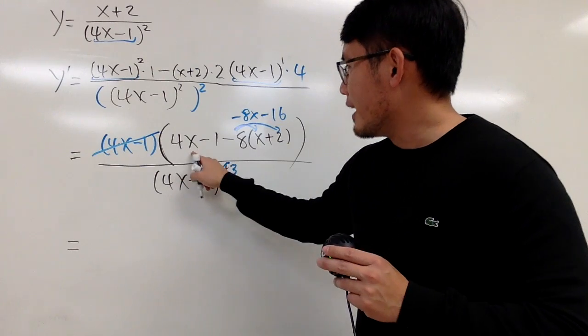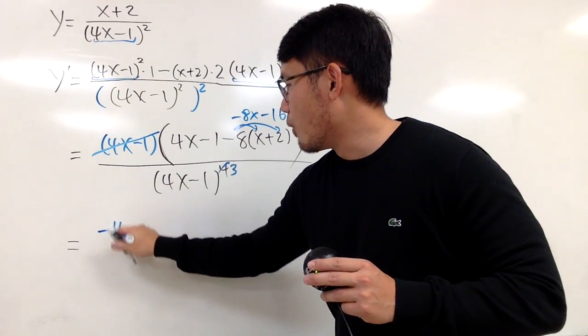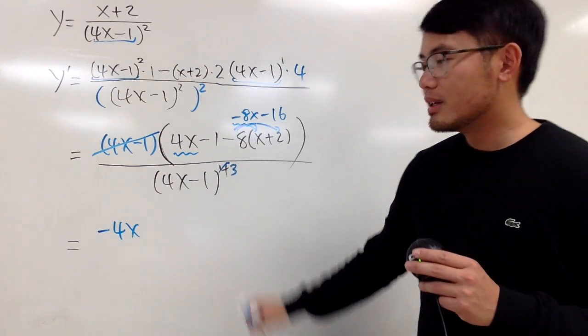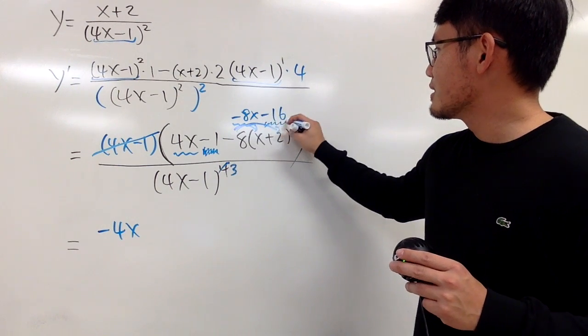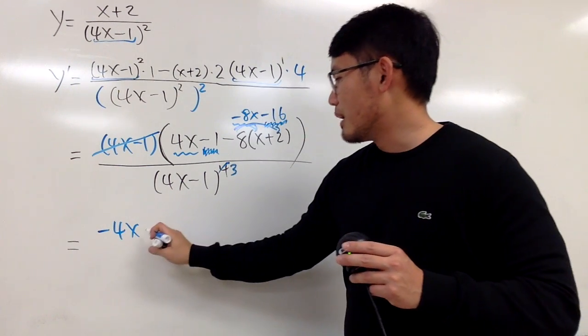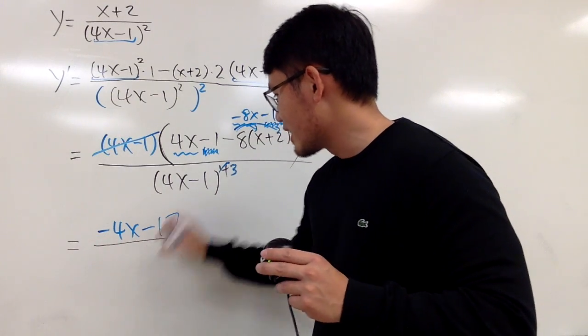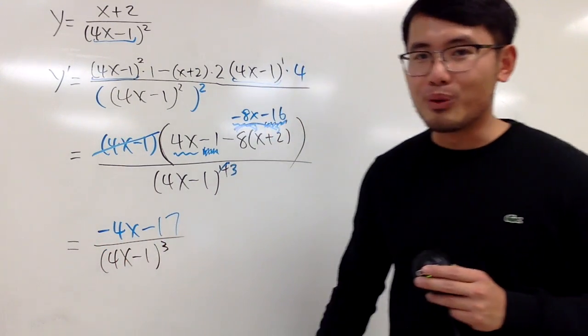So we see 4x minus 8x. Of course, that will give us negative 4x right here and here. And then this is minus 1 minus 16. Altogether, we get minus 17. And the denominator is just this guy, which is (4x - 1) to the third power.